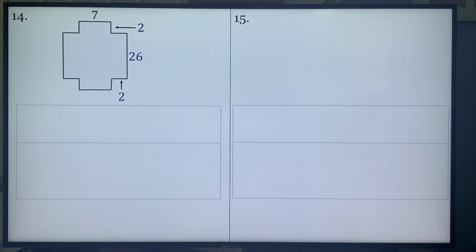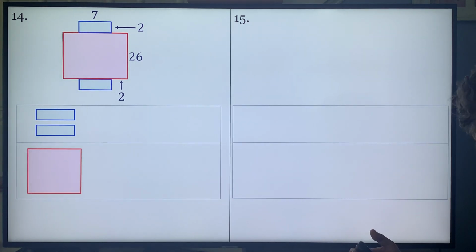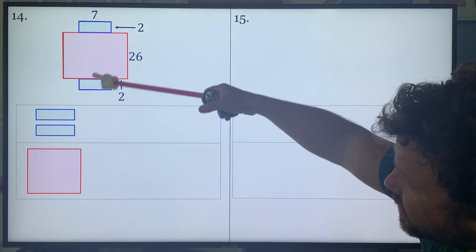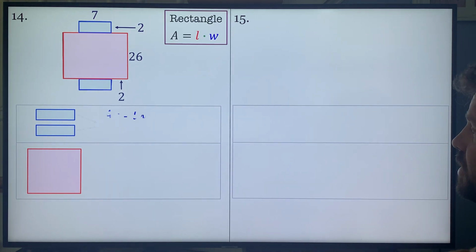All right. Now these two irregular figures. First thing you're going to do is cut them if you have not already done it. You could do this 2 ways. The way I did it is I cut everything horizontally. If you cut it vertically, that is okay as well. This gives me 2 identical or congruent rectangles. They are 7 by 2s, right?